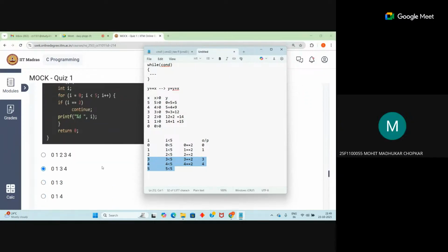Okay. So continue means it will bypass the remaining statements of the current iteration. Break means it will bypass the remaining iterations. That is the exact definition.